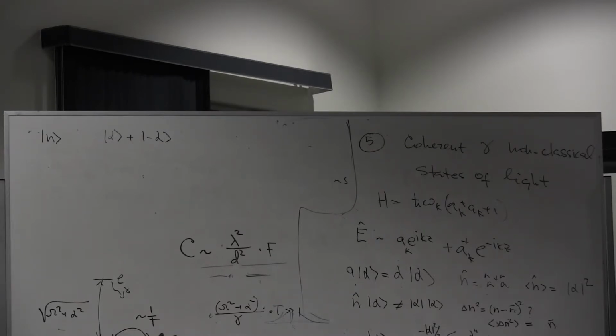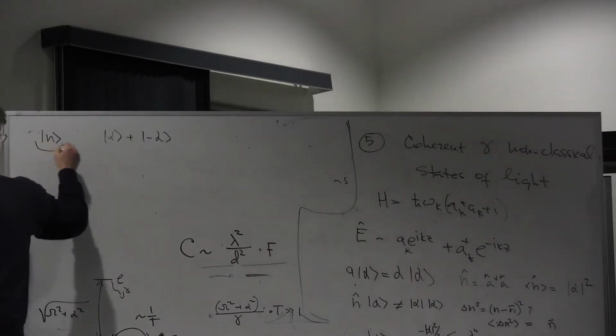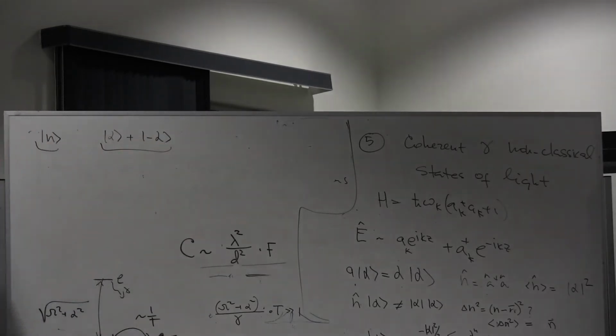In fact, coherent states are over-complete. So in principle, any state can be represented as a superposition over the coherent states, right? So these are two examples of non-classical states. The Fock states, these are the Schrödinger cat states.